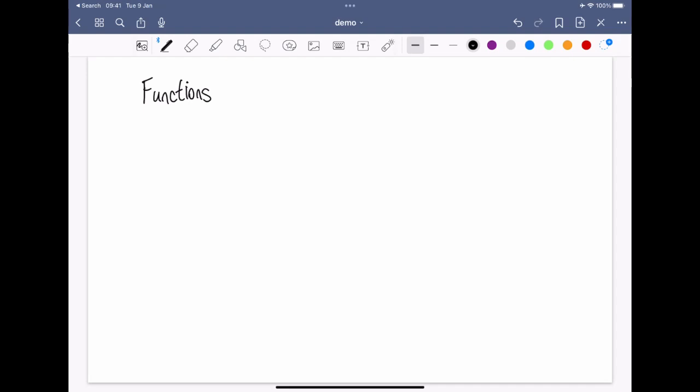So today we will go over functions. This is a brief introduction and I will quickly go over what they are, how they work, and how to combine them. So to start things off, what is a function?